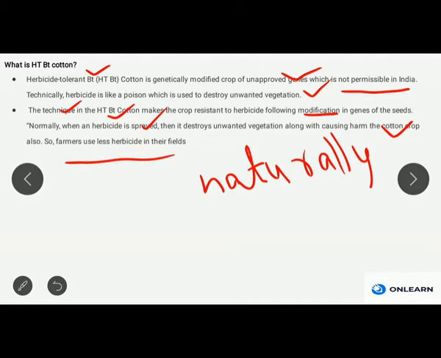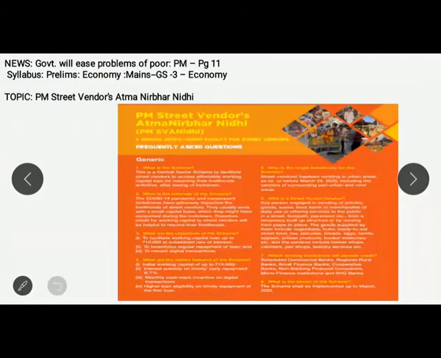Let us move on to the next discussion. Now, let us look into the PM Street Vendors Atmanirbhar Nidhi scheme. There's a news article regarding this on page 11 of The Hindu, titled Government Will Ease Problems of Poor. Now, syllabus as part of the prelims, it comes under the economy section, and as part of mains, it comes in the economy section, that is a part of GS paper 3. The topic is regarding PM Street Vendors Atmanirbhar Nidhi.